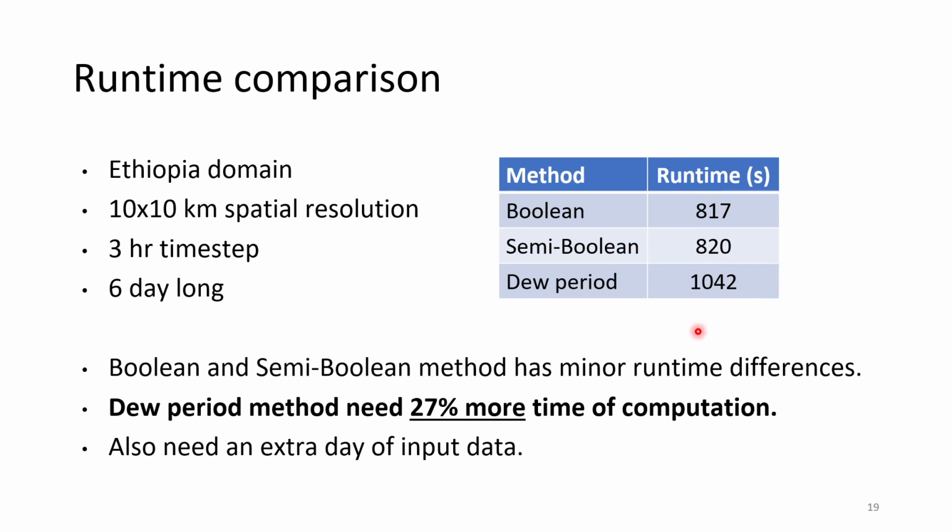What we see is that the Boolean and the semi-Boolean methods have just minor runtime differences. However, the U-period method needs 27% more time to complete. And also, because of the nature of the method, it requires an extra day of input. So if we use this method, we basically lose a day of data.